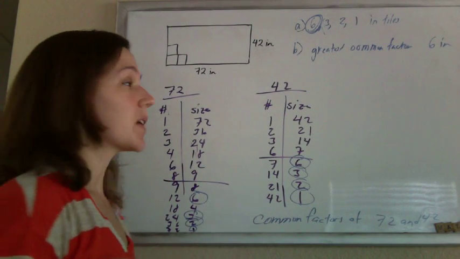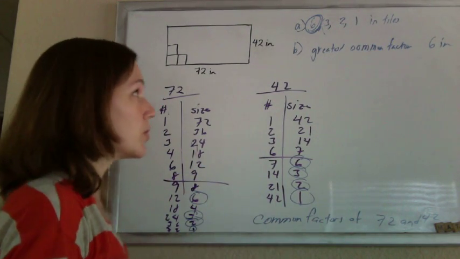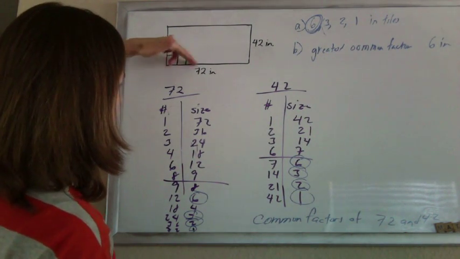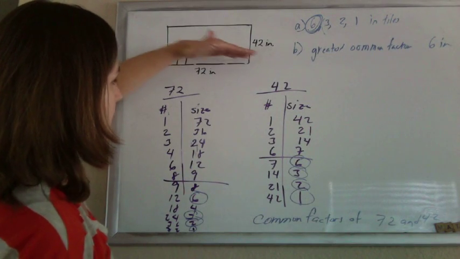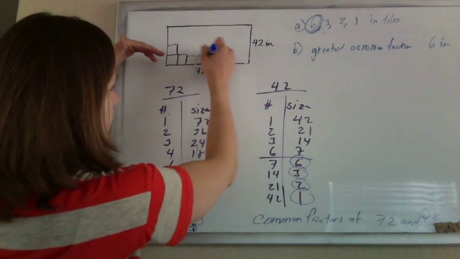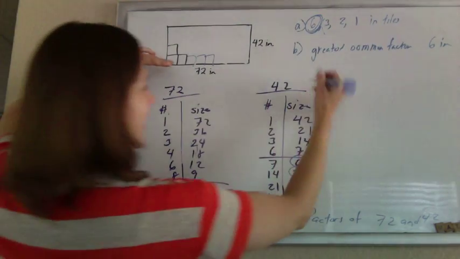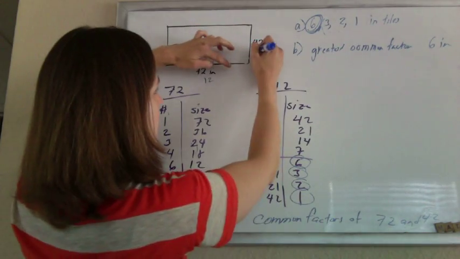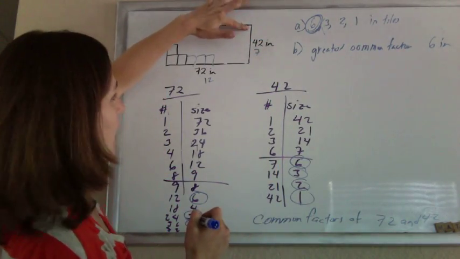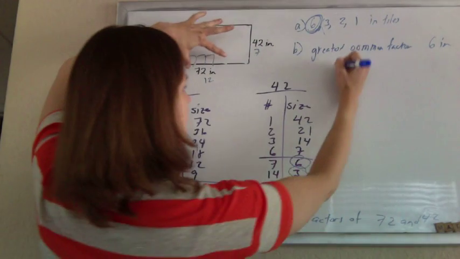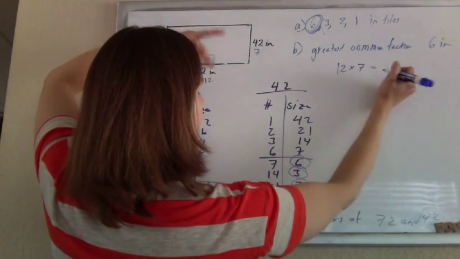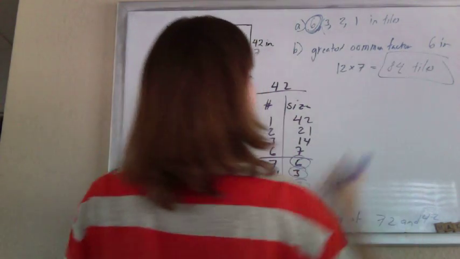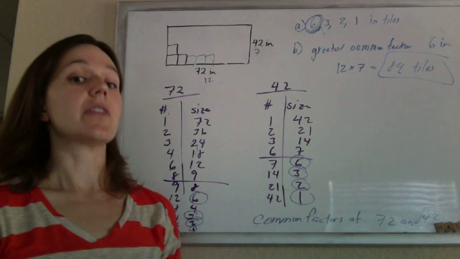And we're not quite done yet because they ask, how many tiles would you use? So if we use 6-inch tiles, we would need 72 divided by 6, which is 12. We would need 12 tiles going across this way, and 42 divided by 6, we would need 7 tiles going up that way, to make a total number of tiles of 12 times 7 is 84 tiles. And that's the least amount of tiles you could use to fill this space.